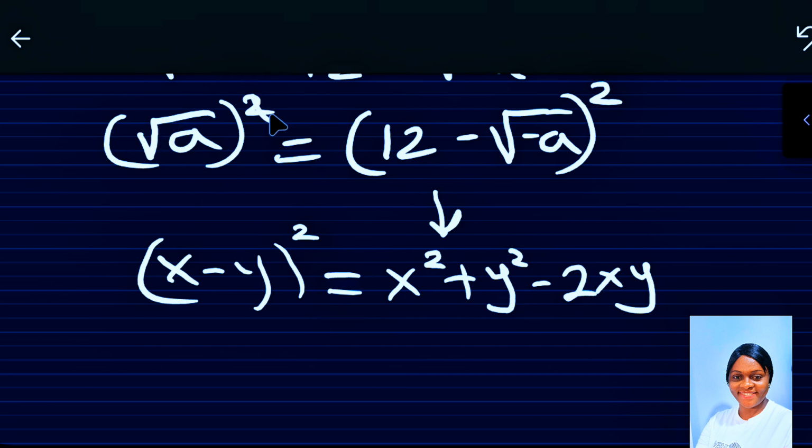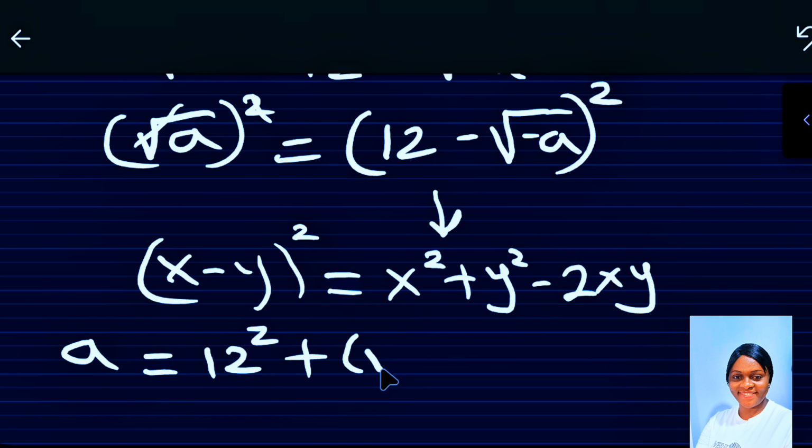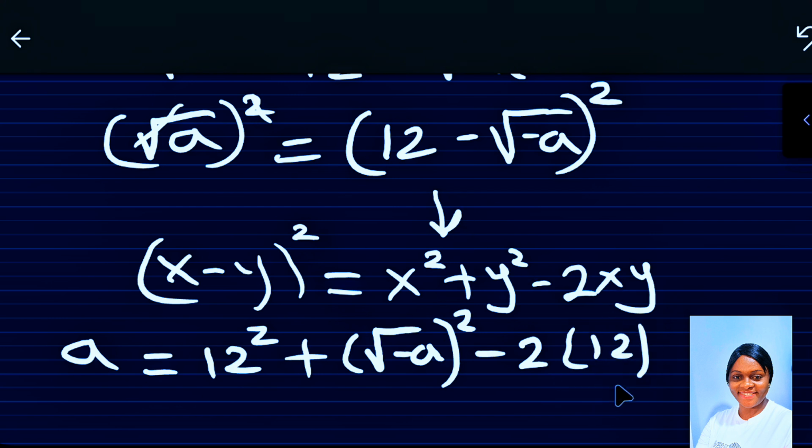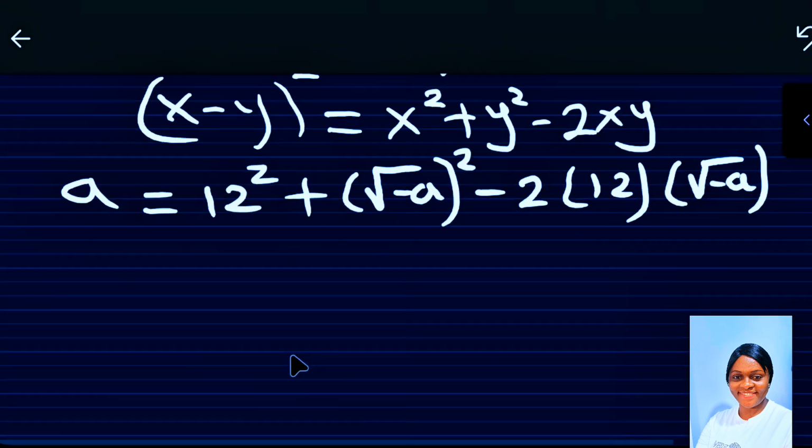This square here will cancel out this square root, and in the left hand side, we are left with a. And this equals 12 squared plus y is square root of minus a. So we'll have in bracket square root of minus a squared. Then minus 2 times x is 12, and y is square root of minus a. Now this is what we have from here.